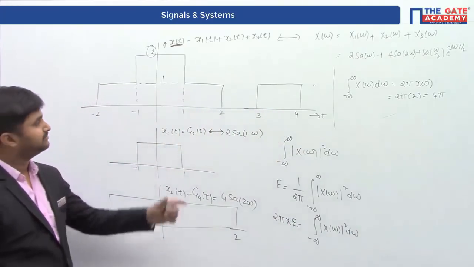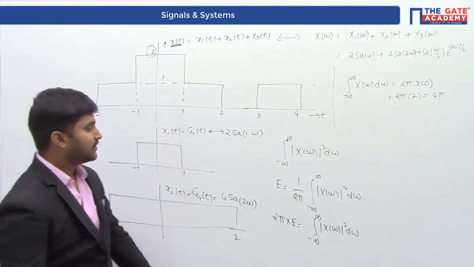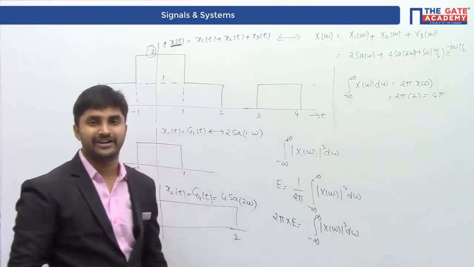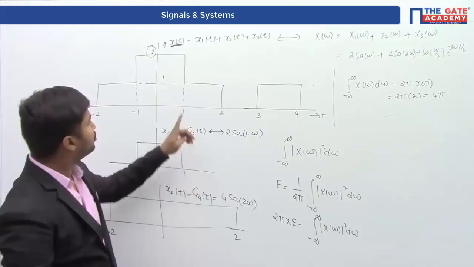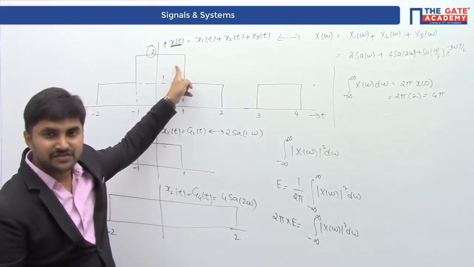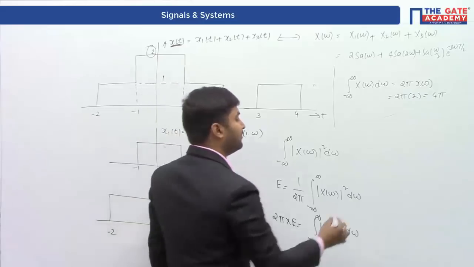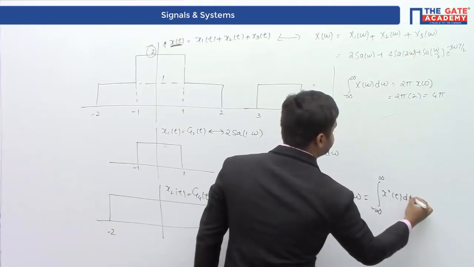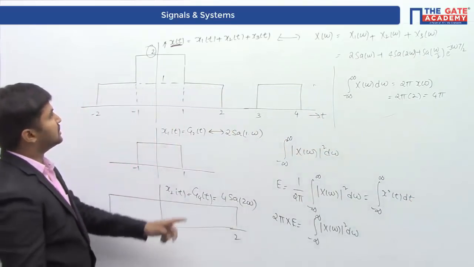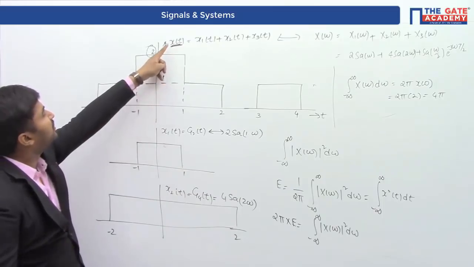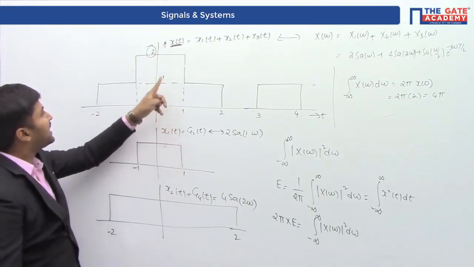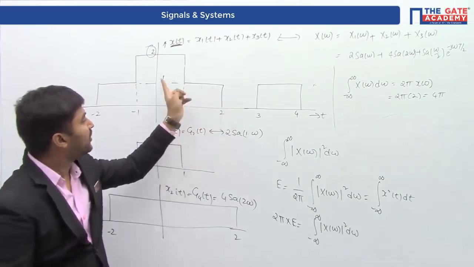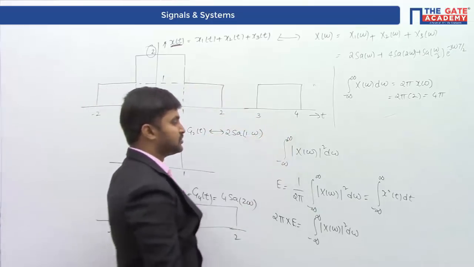Now how to find the energy of the signal? Using the frequency domain would be very difficult in this case, so we can find the energy using the time domain. In the time domain, the formula is the integral from minus infinity to infinity of x square of t dt. We know x of t: it is 2 between minus 1 and 1, it is 1 between minus 2 and minus 1 and between 1 and 2, and it is also 1 between 3 and 4. So let us split it.